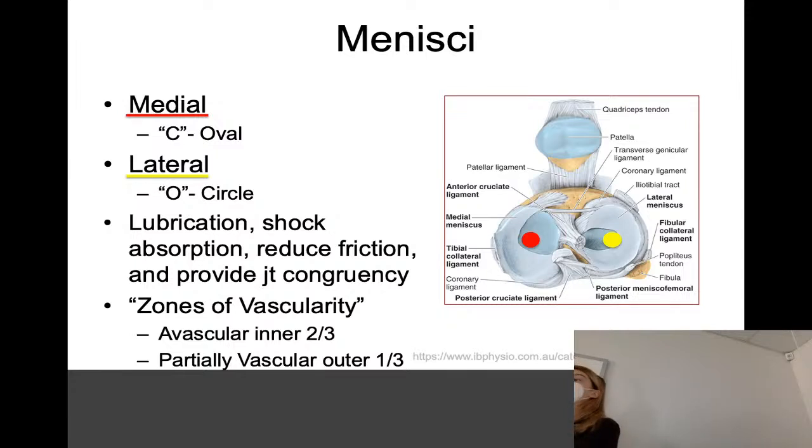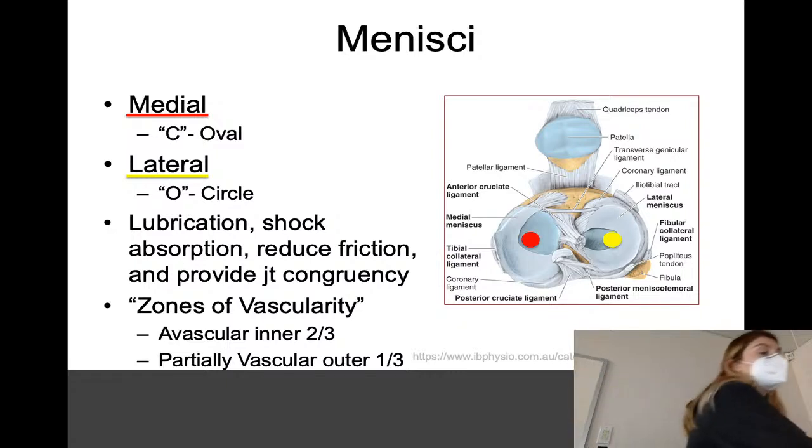So those meniscus sit in between and fill up all the space, so when we're going straight, they fit perfectly together and there's no empty spaces. So, joint congruency.